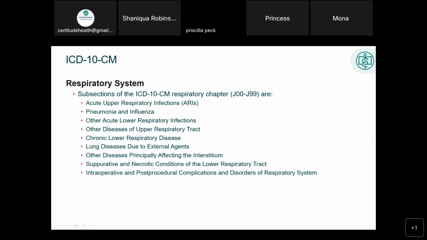So several other diseases are listed here. Lung diseases due to external agents, again, that could be like your allergies. And then you have intra-op and post-procedural complications. So everybody should be familiar with when you're in the hospital, you had a procedure, maybe even a baby, and they give you the, I'm trying to remember what it is, I think it's a spirometer. But the thing that you blow into to keep your lungs functioning and expanding properly, because when you lay down, your lungs go flat.